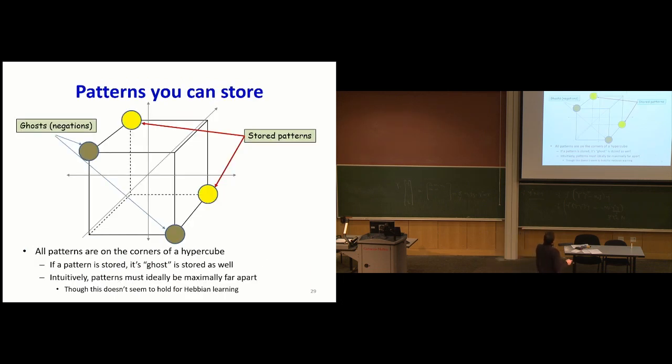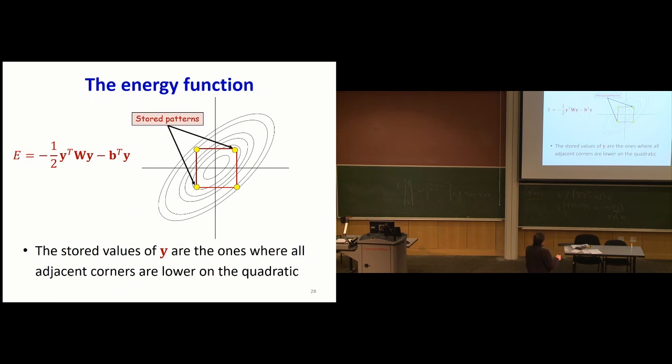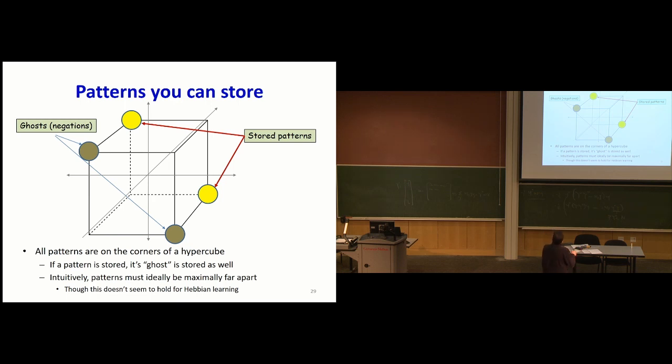Meaning if I store something over here, something over here will get stored. Every pattern is going to have its ghost that is stored. Now, if a pattern is stored, its ghost is stored. What can we say about the stored patterns themselves? It would seem to us that if you want to store a pattern, now going back to this image, think about it in terms of three dimensions. Would it be better for me to store these two patterns or to store these two patterns? Which one would make more sense?